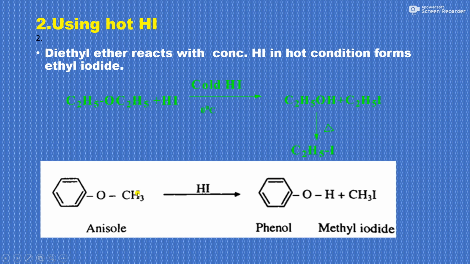So this is one more reaction. This is anisole. When anisole is reacted with hydroiodic acid, it gives phenol and methyl iodide. So this is also an ether. This is a phenyl group and this is a methyl group. This is a type of unsymmetrical ether.